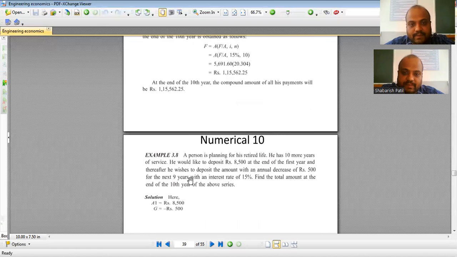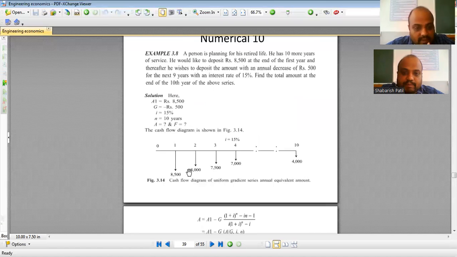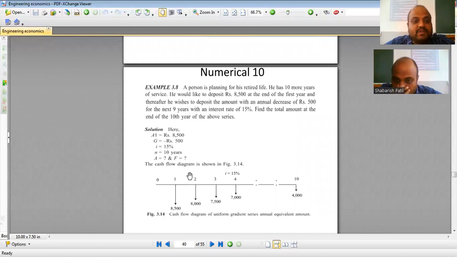So at the end of the 10th year, the compound amount of all his payment will be rupees 1,15,562.25. Okay, now let us take an example where my G is decreasing, where I'm supposed to substitute G as minus.